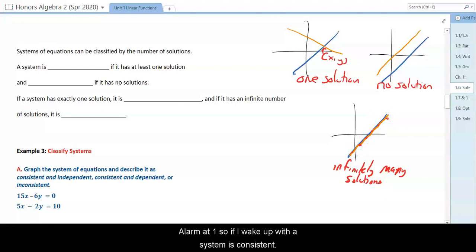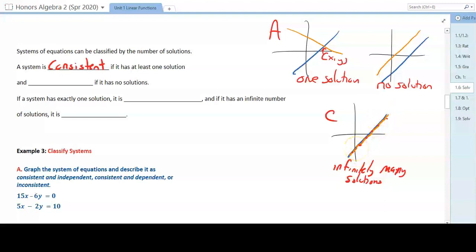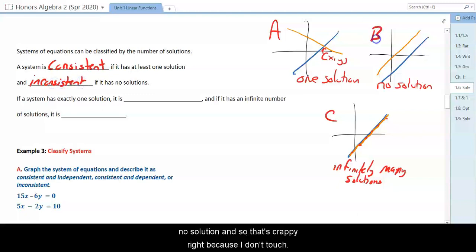So let's talk about a couple terms that we have. So a system is consistent. A system is consistent if it has at least one solution. So that would be graph A and graph C, right? Because there is at least one solution here. There's infinitely many. We can't count them all because it's every point along that line. And it is the opposite of that, so inconsistent if it has no solution. And so that's graph B, right?